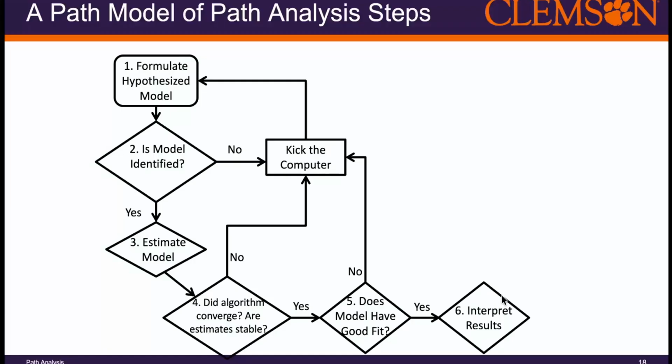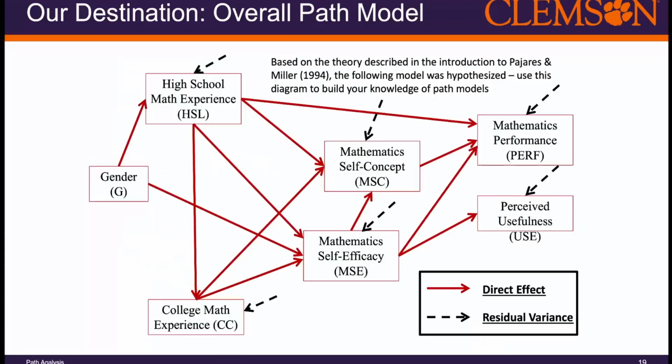So unlike the linear regression that you saw before, path models have a lot of steps to go through before you go and interpret those results. You have to have an identified model, you have to have an algorithm that converged, and you have to have model fit before you can get there. So we'll go through each of those in our analysis. Now, once again, here's our path model. We have 6 endogenous variables.